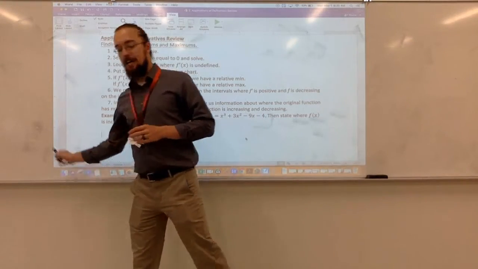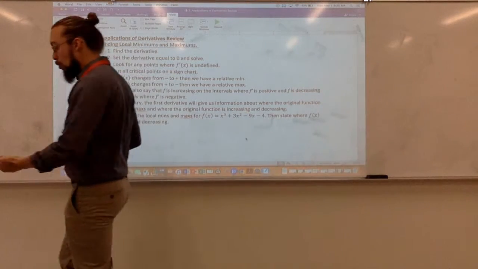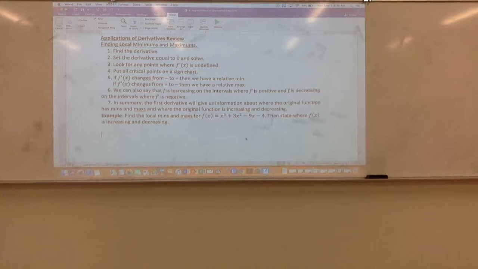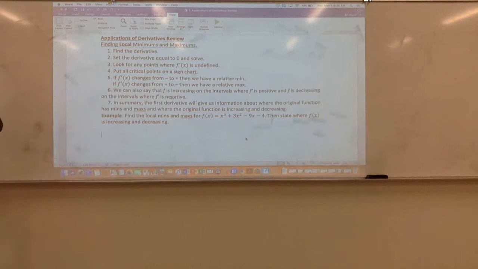Alright, today we're going to look at applications of derivatives. So most of this is mins, maxes, increasing, decreasing, concavity, that type of stuff. So first, to find local mins and maxes, find the derivative, set the derivative equal to 0, solve for your x values, and also look for where the derivative is undefined. Points where the derivative equals 0 and where it's undefined are your critical points.